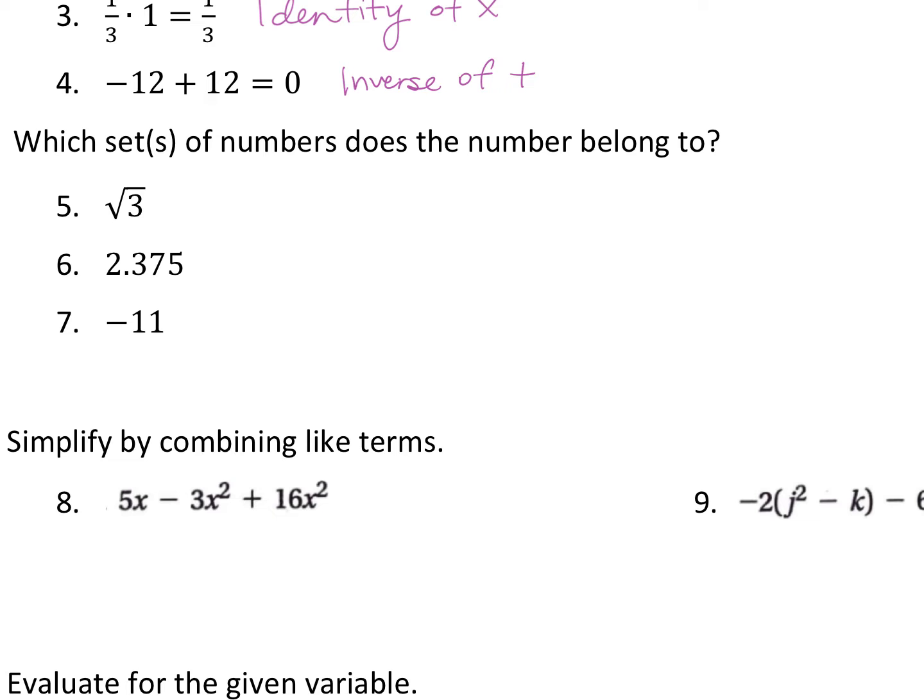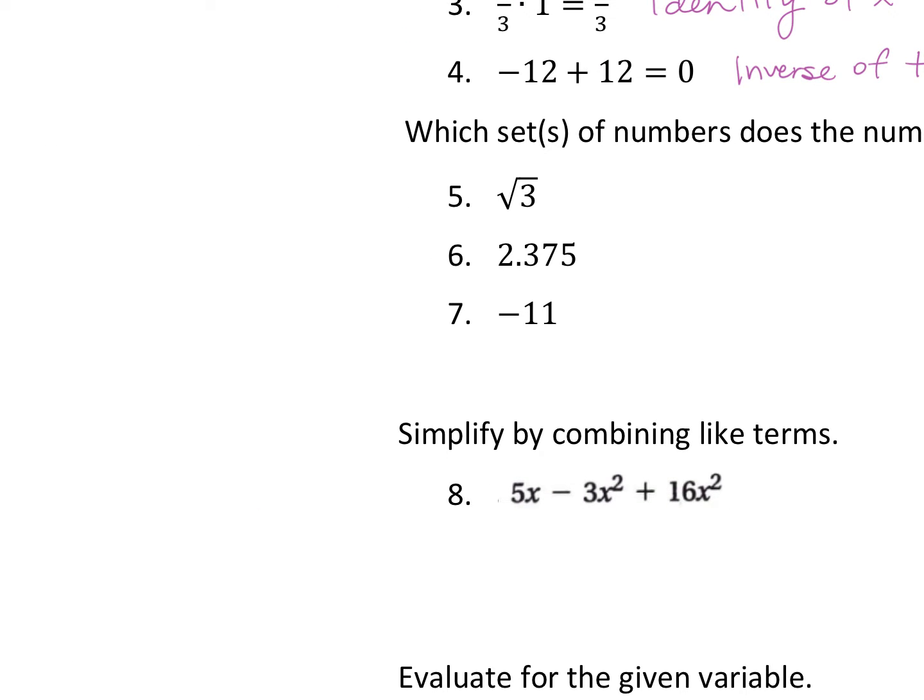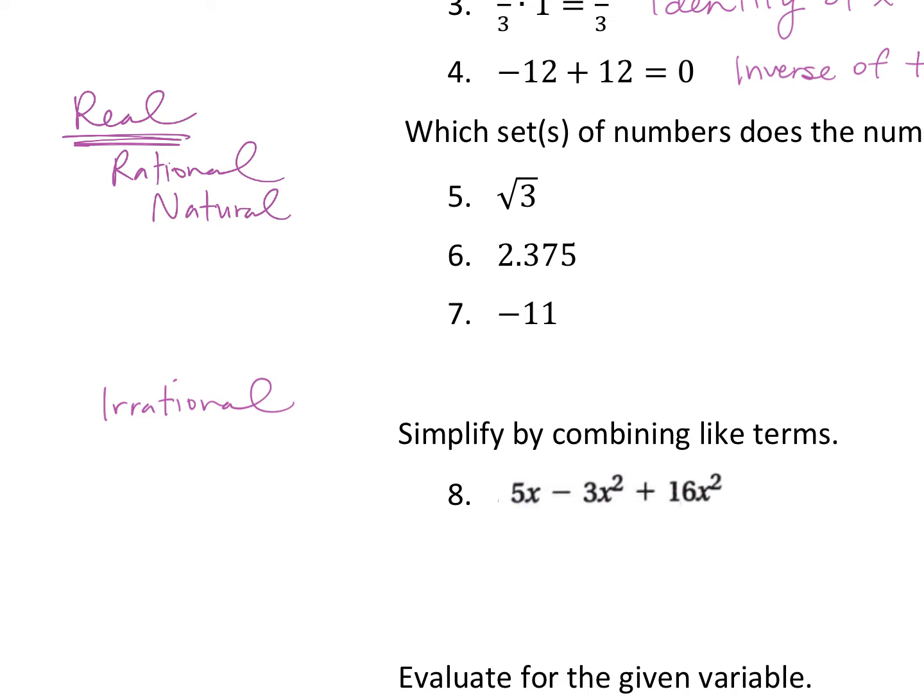Okay, let's talk through the sets of numbers. So we said everything is a real number, right? Everything we deal with right now will be real. But then under real, we had rational and we had irrational. And then under rational, we had natural, whole, and integer. Okay, so those were all the numbers we talked about.